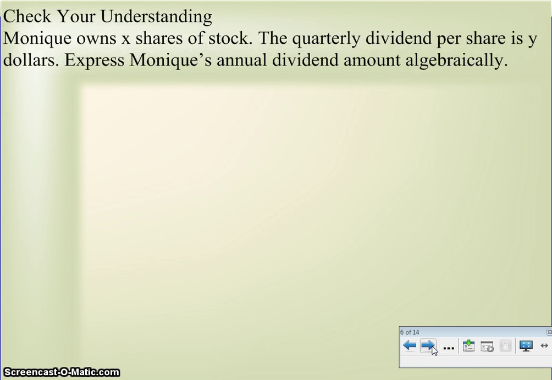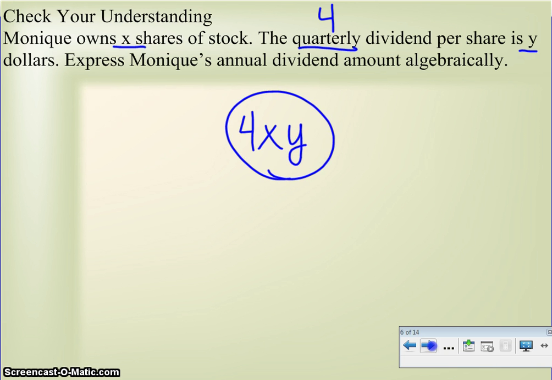Okay, please press pause. Go ahead and solve this. Come back when you're ready. All right, Monique owns X shares of stock, quarterly dividends, so it's happening 4 times, and she gets Y dollars in her dividend share. So 4 times per year, times the stocks, times the dividends, and there's that one.